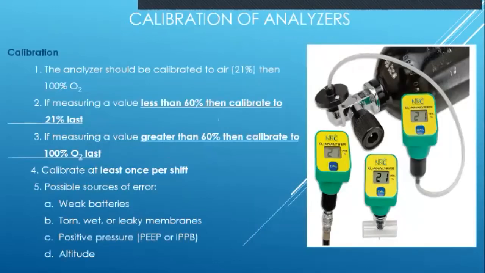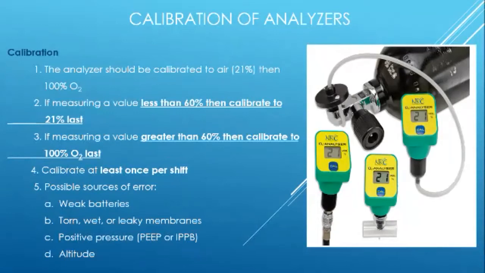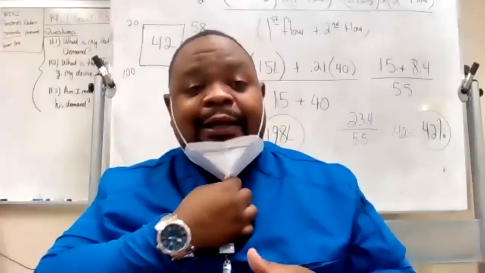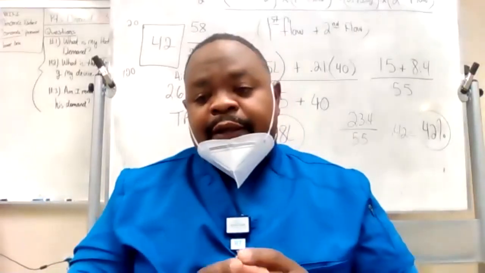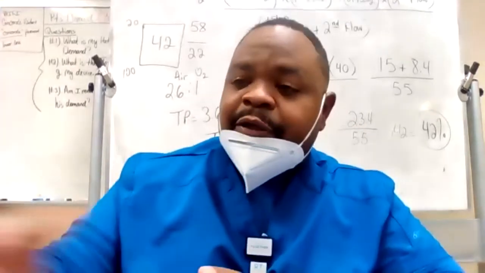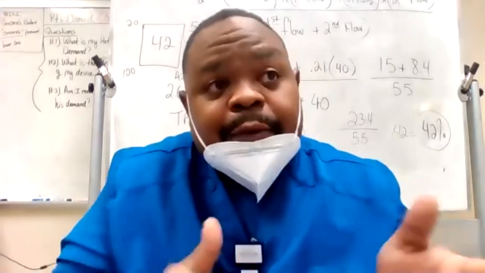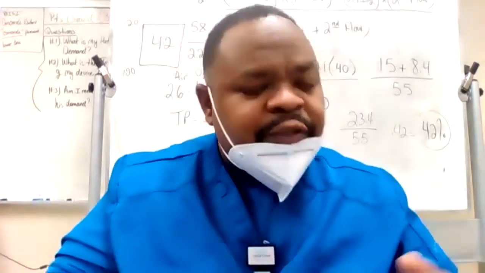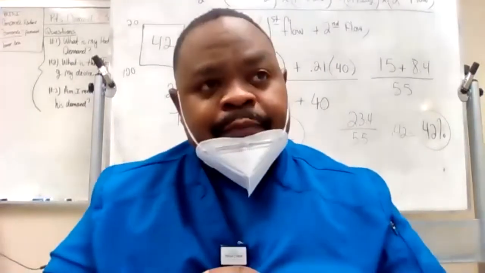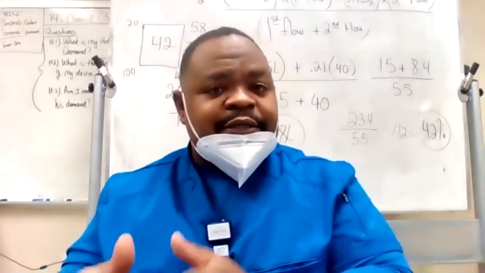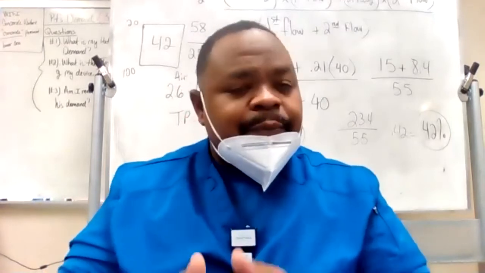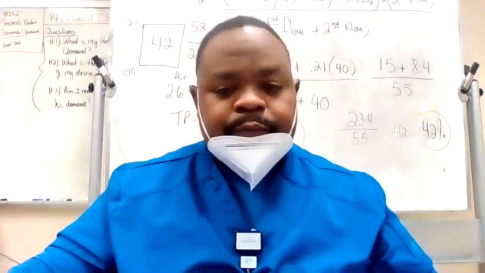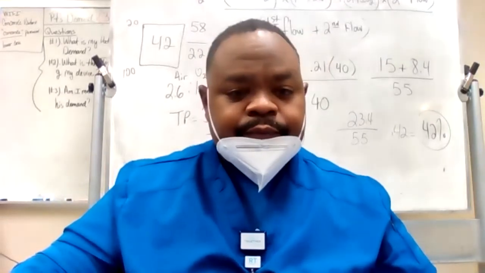All right, the last part of this whole oxygen therapy is how do we calibrate these analyzers? Now, this is where it can get tricky if you don't pay attention. Calibration is when I want to make sure that this analyzer is in the right range. If you say that this is 100% and I put it on there and it's only showing 80, it's probably out of calibration. I need to calibrate it first and then test the gas to make sure it's accurate. So there are some steps for how and when to calibrate the analyzer, and then we'll be done for the day.